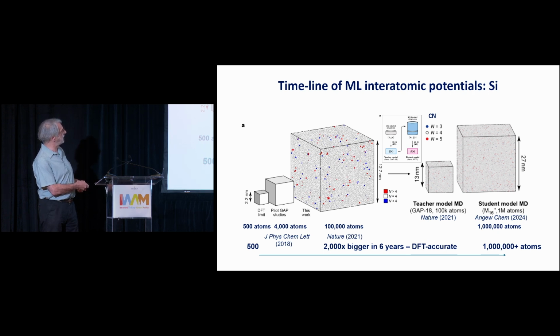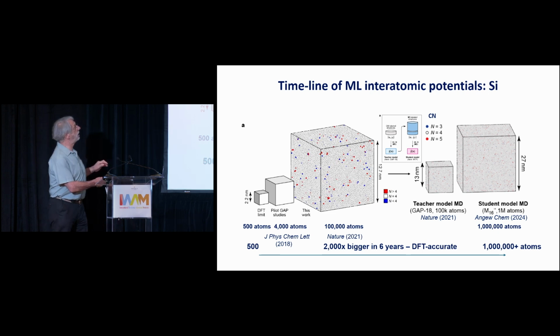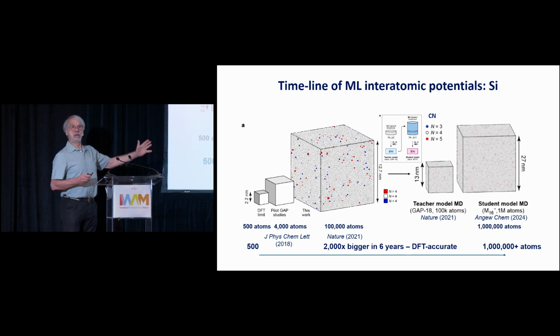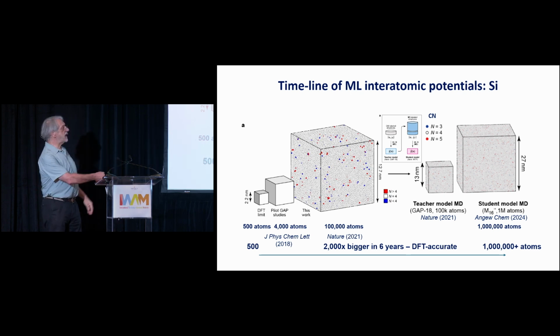And then 3 years later, we could make a model of 100,000 atoms, DFT accurate. And then using this model, which is now this one, 13 nanometers in size, is basically teaching the next generation of potential, which is this one, and we can get up to 1 million atoms. Right? 1 million atom models, all DFT accurate as this one at 500 atoms. So that sounds quite good.